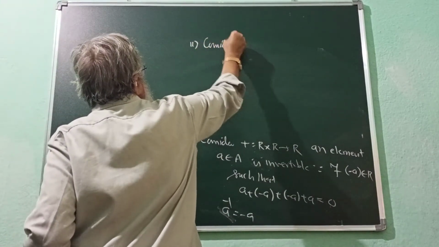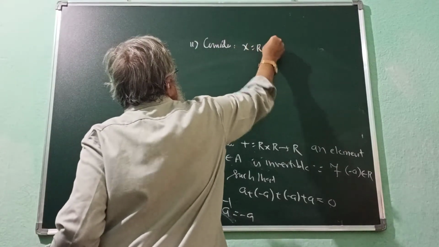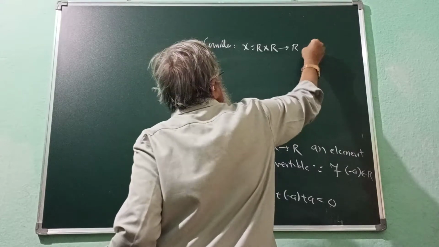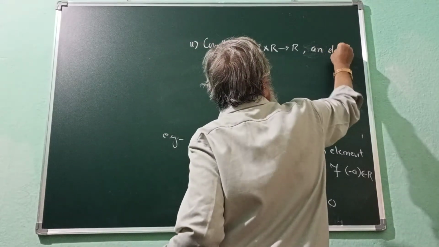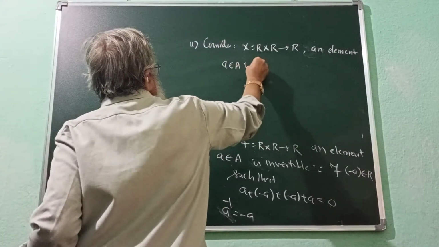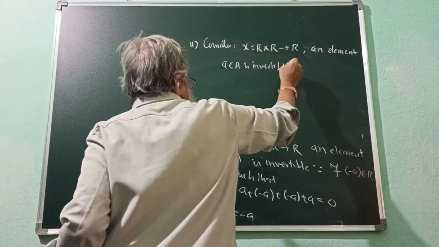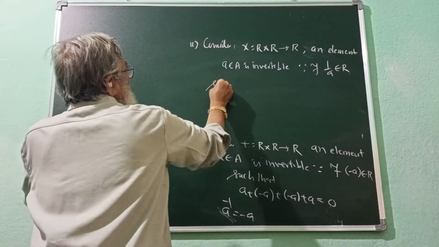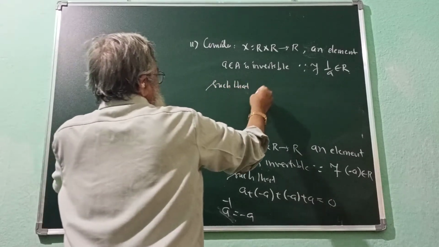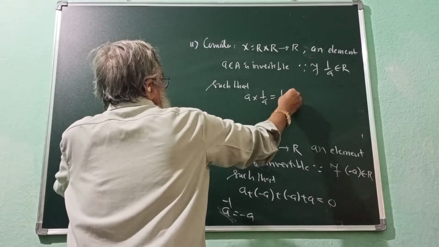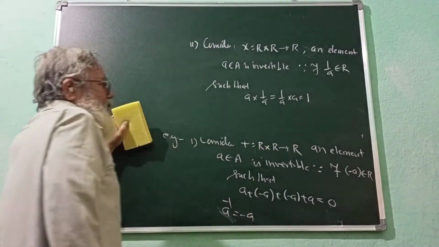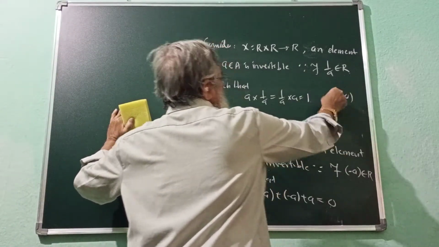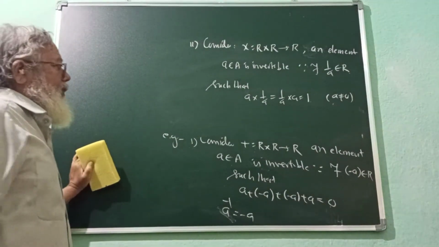Again consider product R cross R to R. Then an element A belongs to R is invertible because there exists 1 by A belongs to R such that 1 by A into A is equal to 1, where 1 is the identity of multiplication, and here A should not be 0. Therefore every element has its inverse.